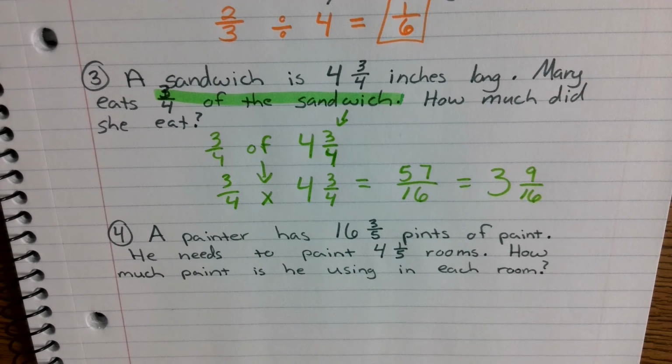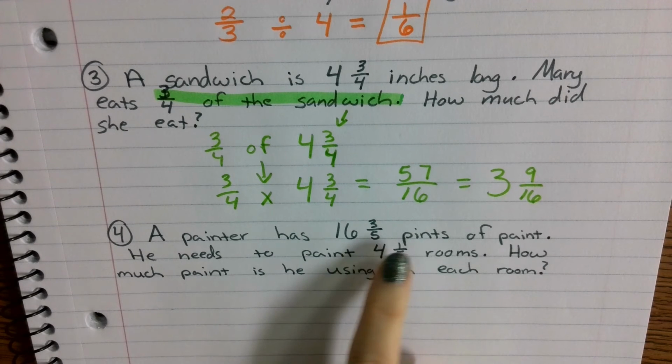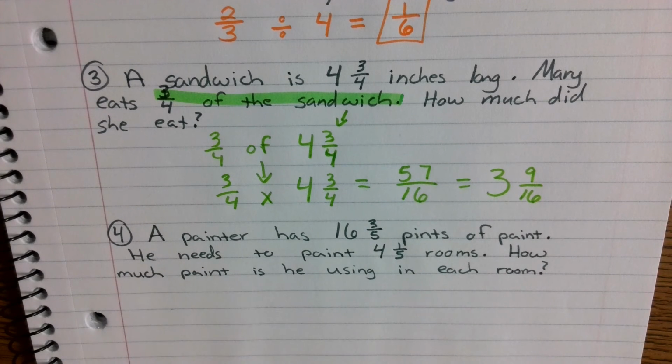All right, a painter has 16 3/5 pints of paint. He needs to paint 4 1/5 rooms. How much paint is he using in each room? So you have a total amount of paint that he has. You have an amount of rooms that needs to be painted. You want to know how much of that paint is going to be for every room.